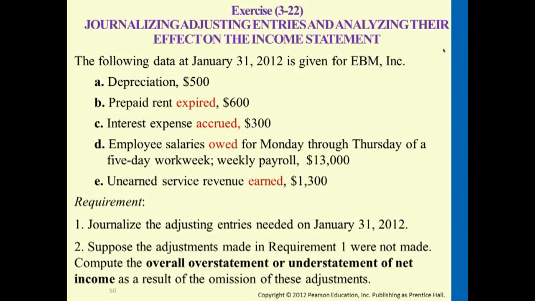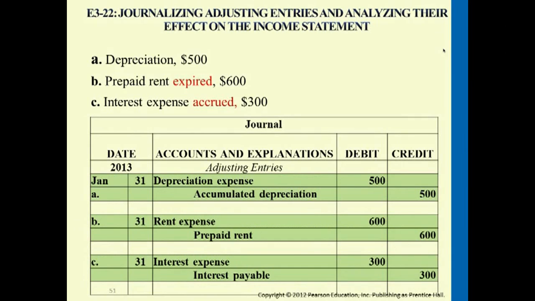Okay, for the first three entries here, you have depreciation, $500, prepaid rent that expired, $600, and interest expense accrued. For depreciation, the problem should be telling you more detailed information on which type of asset they're referring to. But for simplicity, this is a simpler exercise. You just have to list depreciation expense and accumulated depreciation. If it specifies which type of asset, usually you have accumulated depreciation slash furniture, or slash building, for different types of asset.